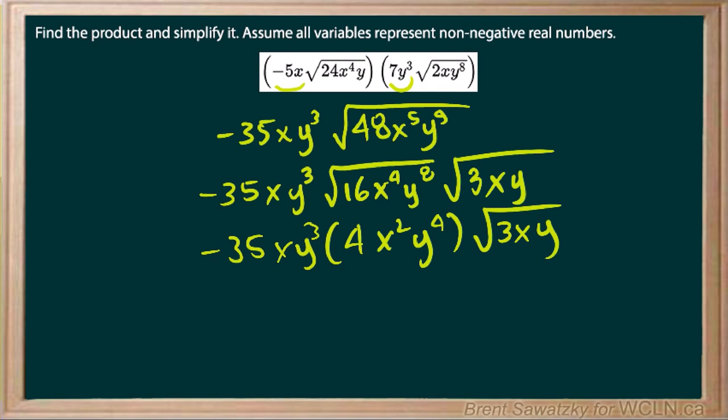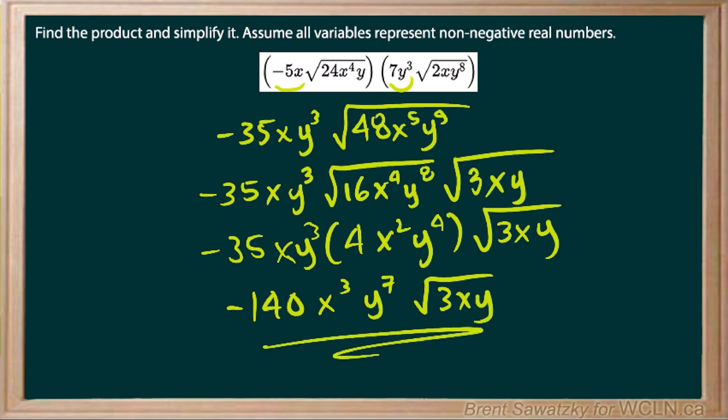And so time to do some multiplication. Negative 35 times 4 is negative 140. We have a single x and another two x's, so x to the 3. We have y to the 3, and y to the 4 is y to the 7. And then we have our leftover at the end, 3xy. And there's nothing more we can do in that radical sign. There's nothing more to bring together. So we'd have a final answer.